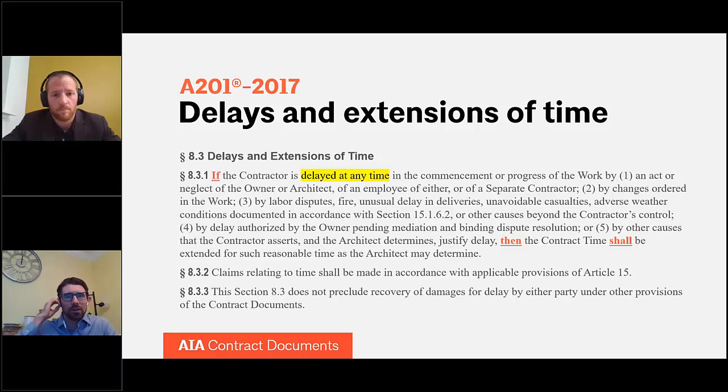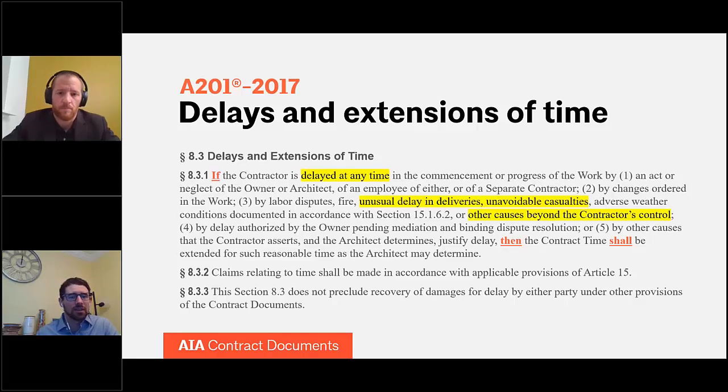So as it relates to COVID-19 type issues, a contractor would likely look at subsection 3, and I'll highlight that on your screen right here. Subsection 3 lists a couple of events that could trigger a delay claim for a contractor, and those are unusual delay in deliveries, unavoidable casualties, or other causes beyond the contractor's control. I've just read those 3 clauses that are highlighted there on your screen.